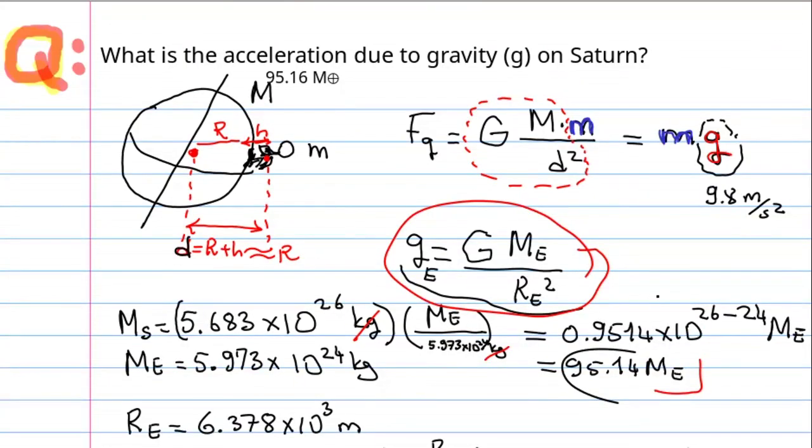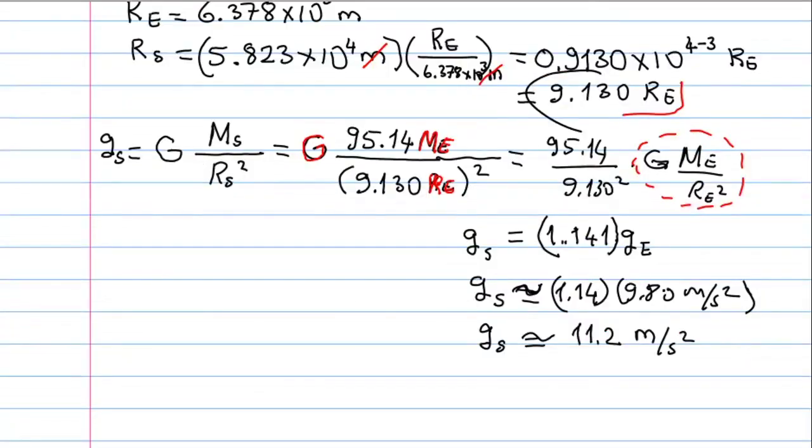What's the acceleration due to gravity g on Saturn? It is 1.141 times g Earth, or 11.2 meters per second squared.